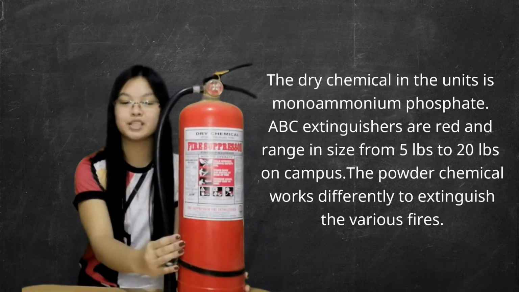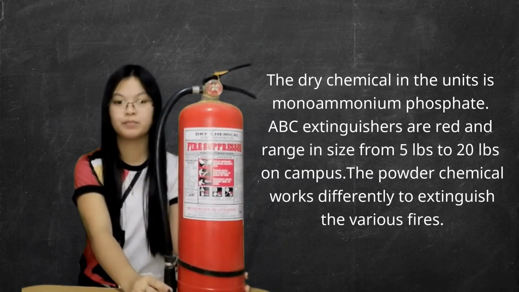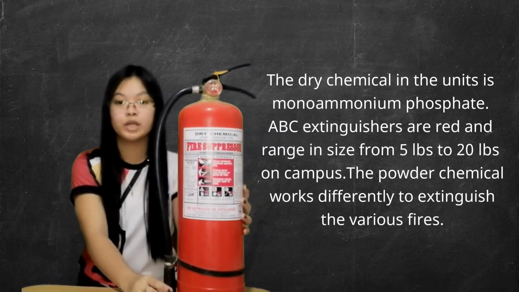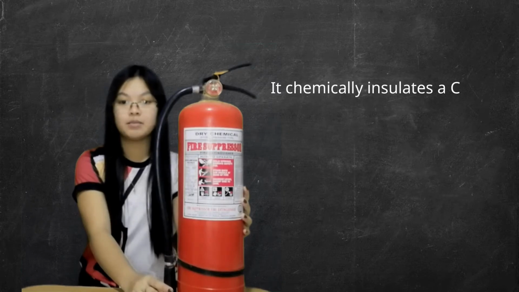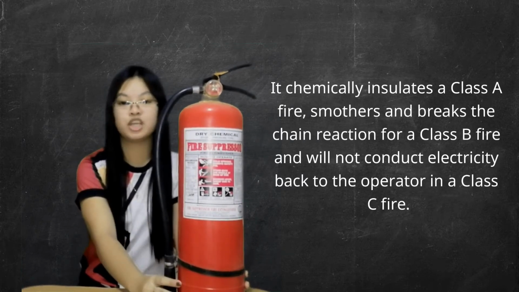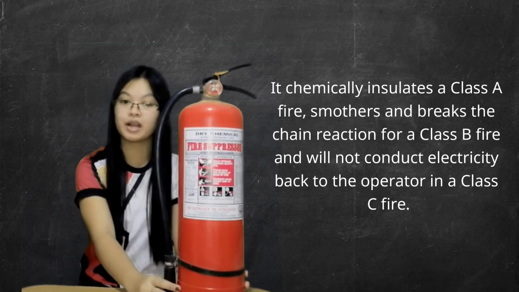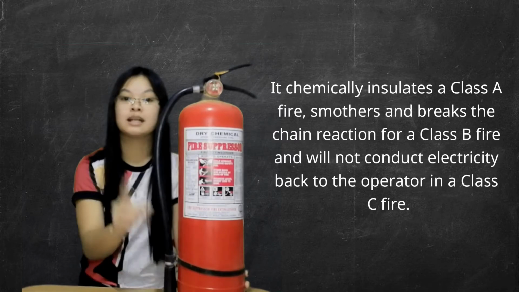ABC fire extinguishers are red and range in size from 5 lbs to 20 lbs per dose. The powder chemical works differently to extinguish the various types of fires. It chemically insulates a Class A fire, smothers and breaks the chain reaction for the Class B fire, and will not conduct electricity back to the operator in a Class C fire.